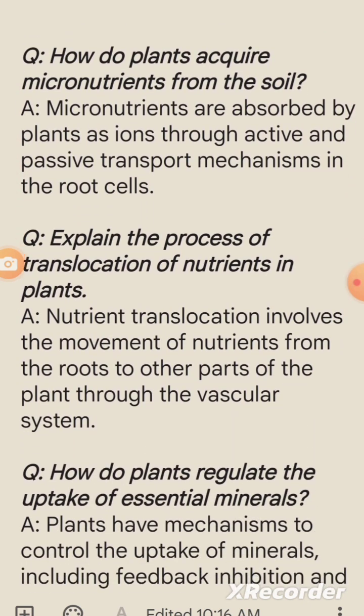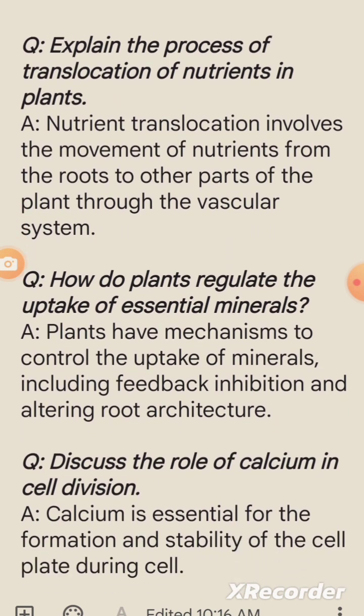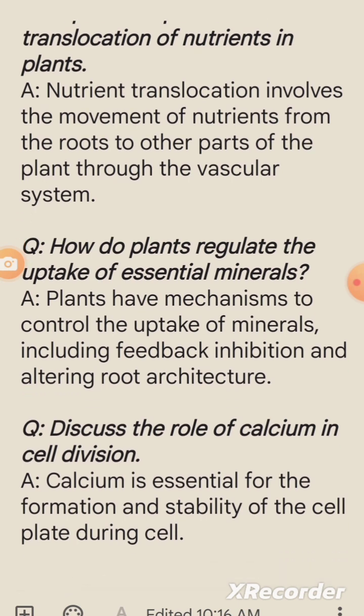Question: explain the process of translocation of nutrients in plants. A. Nutrient translocation involves the movement of nutrients from the roots to other parts of the plant through the vascular system. Question: how do plants regulate the uptake of essential minerals? A. Plants have mechanisms to control the uptake of minerals, including feedback inhibition and altering root architecture.